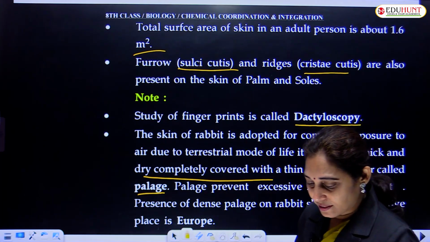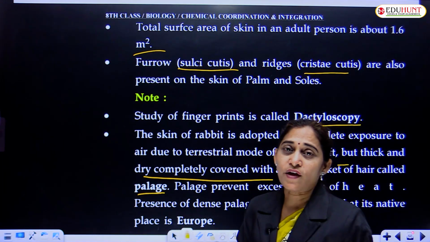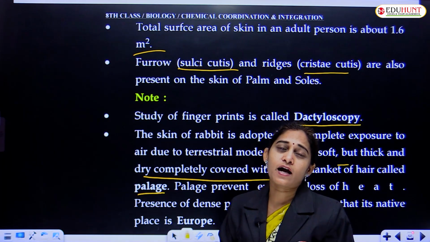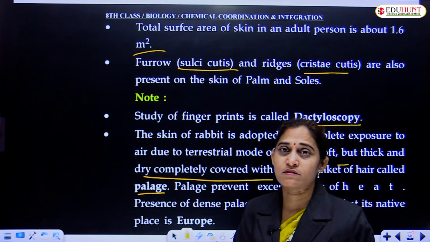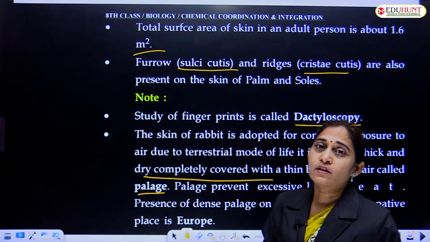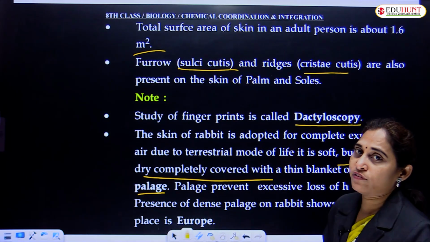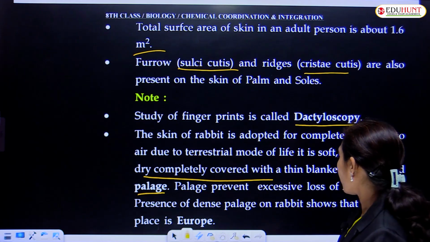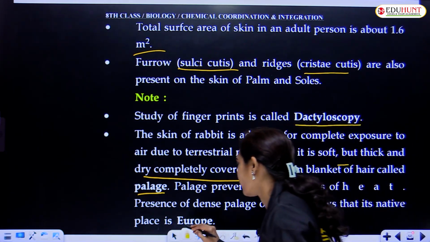As it is present in the terrestrial environment, it has to face low temperature and high temperature, that is, temperature fluctuations depending on the seasons. The skin has to adapt to the fluctuations in the temperature. The presence of dense pelage on rabbit shows that it is native of Europe.